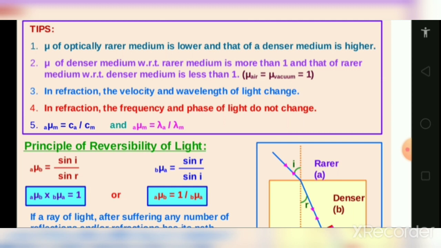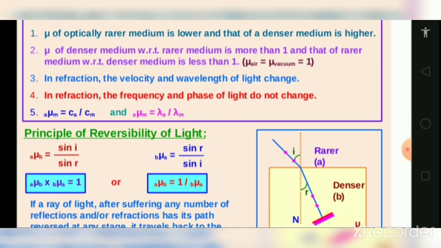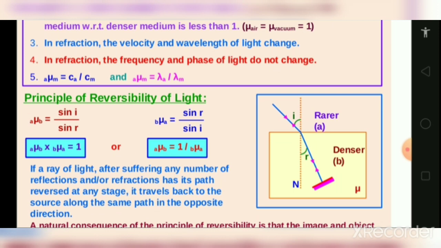In refraction, the frequency and the phase of the light do not change. In a different way you can also write mu is equal to Ca upon Cm, and mu is equal to lambda a upon lambda m. The principle of reversibility of light says that mu is equal to sin i upon sin r, that is the law which you have already discussed.